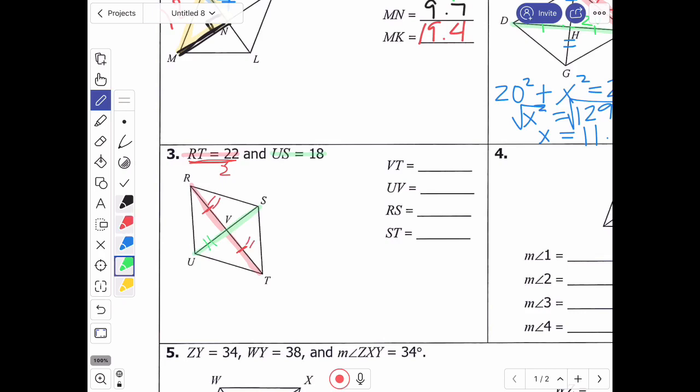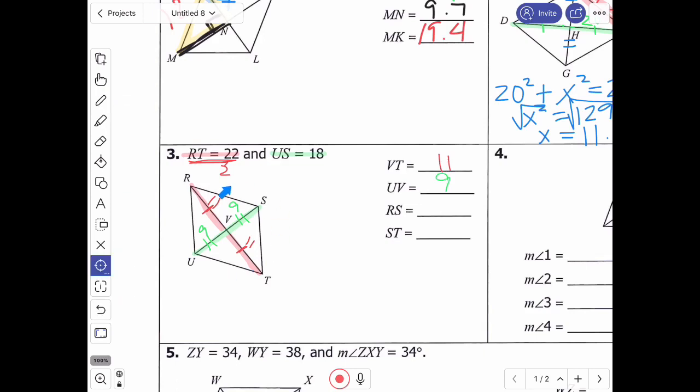Then if I look at my green diagonal, US is 18. So again, I'm going to divide US by 2. And so that means this part is 9 and this part is 9. So now that's going to help me with the rest of these. So VT, I already found that. That's half of the full diagonal, so it's 11. UV is half of this green diagonal. We said the green diagonal was 18, so half of 18 gives me 9.